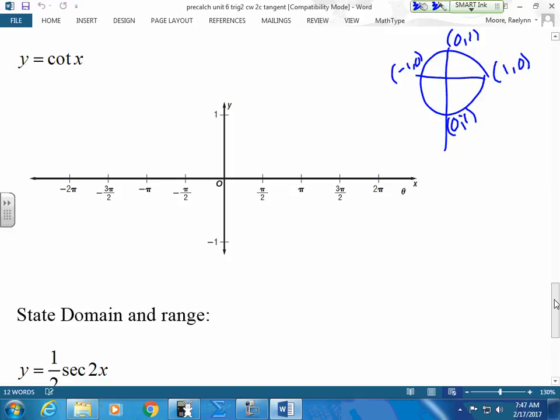So if tangent was y over x, what is cotangent? X over y. So at the 0, if I take my x and I put it over y, ooh, can I do that? No. Asymptote. Where else do you think I would have an asymptote? Pi. Because isn't that where my y is also a 0?